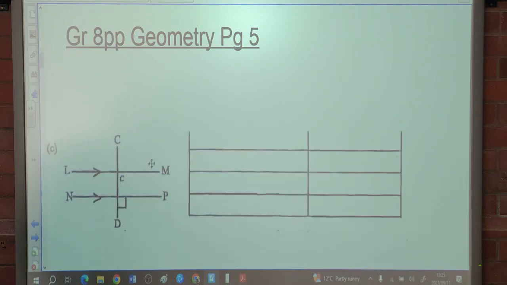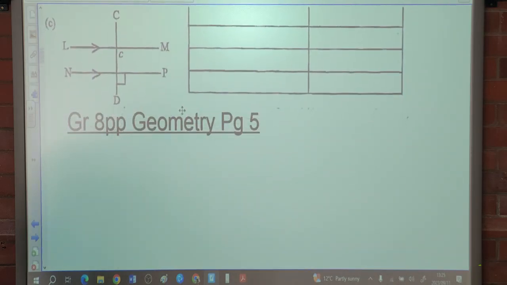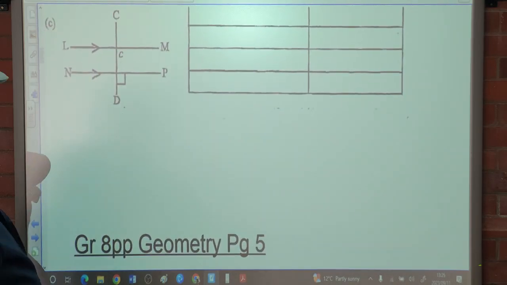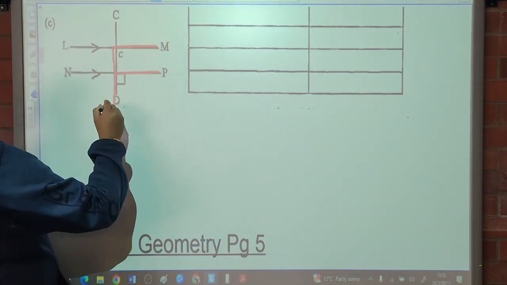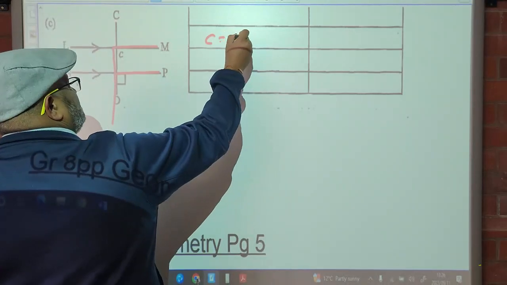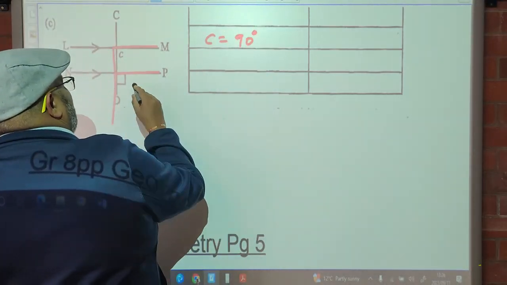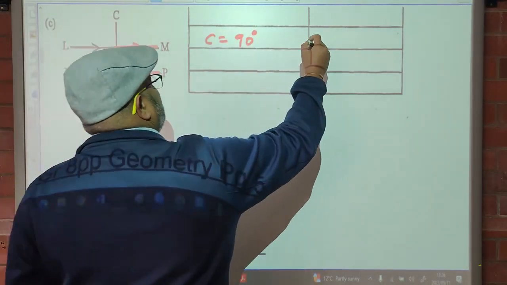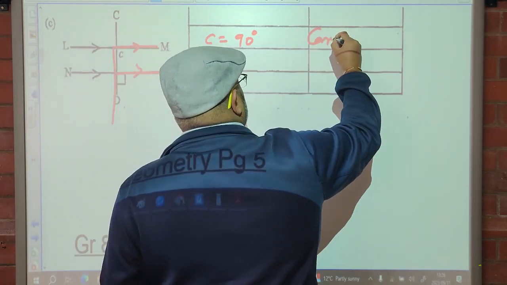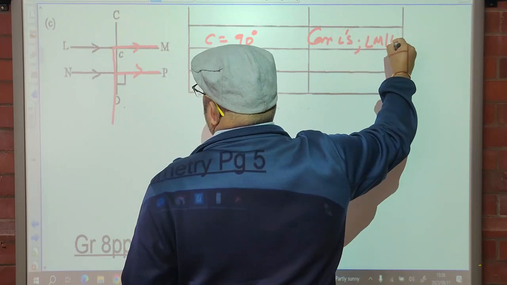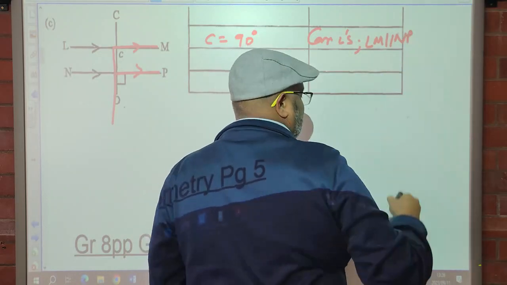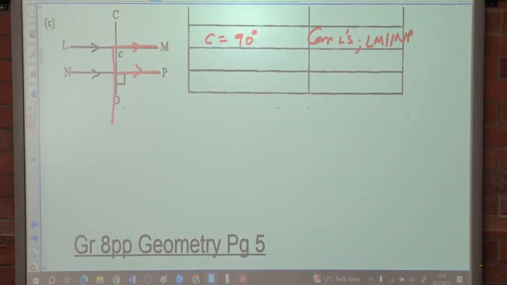Okay, the next one. C. Again, we have corresponding. Can you see that F there? So C is equal to 90 degrees. Why is that 90 degrees? Again, corresponding angles with LM being parallel to NP. You all okay with that?